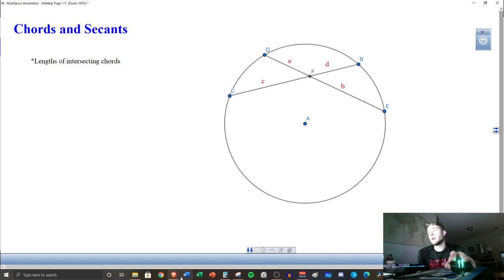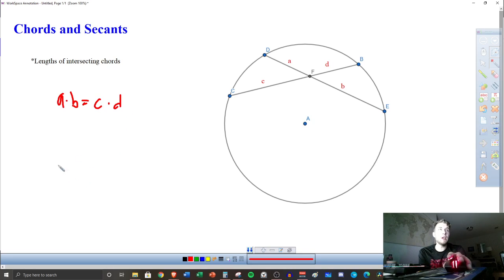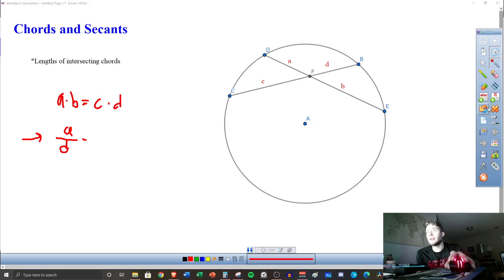So we're going to add in our notes here that A times B equals C times D. Now we could also write this another way, but you're not going to use this formula. You'd rather use the multiplication. It's a little bit simpler. But we could rewrite this as A divided by C equals D divided by B. Okay? Now look at our diagram and let's think about that.